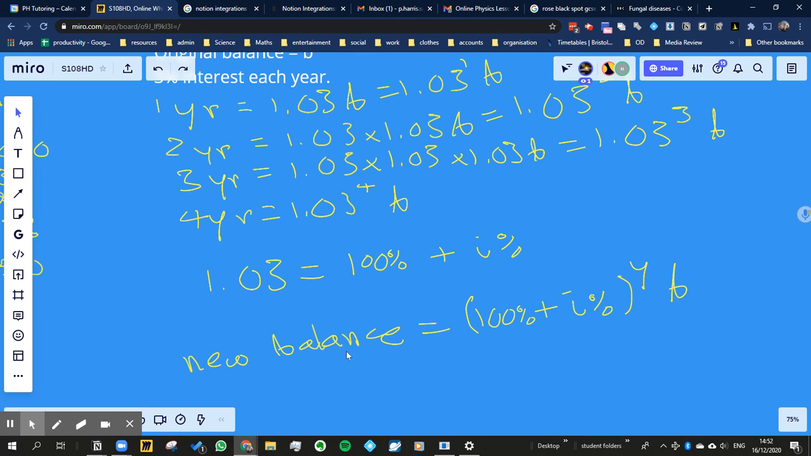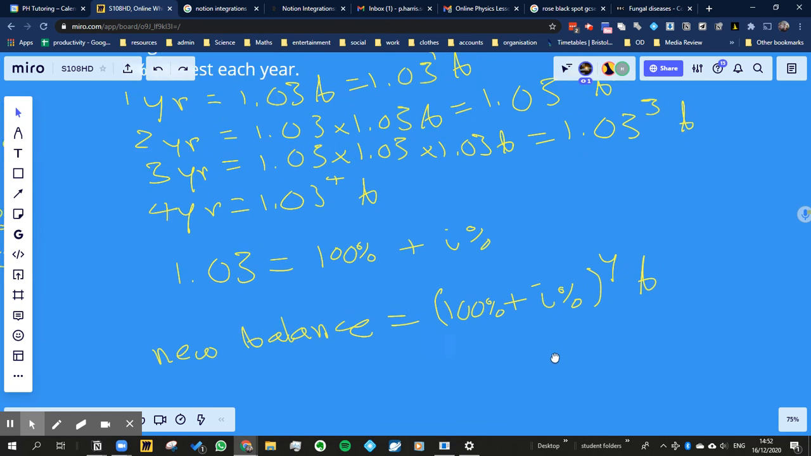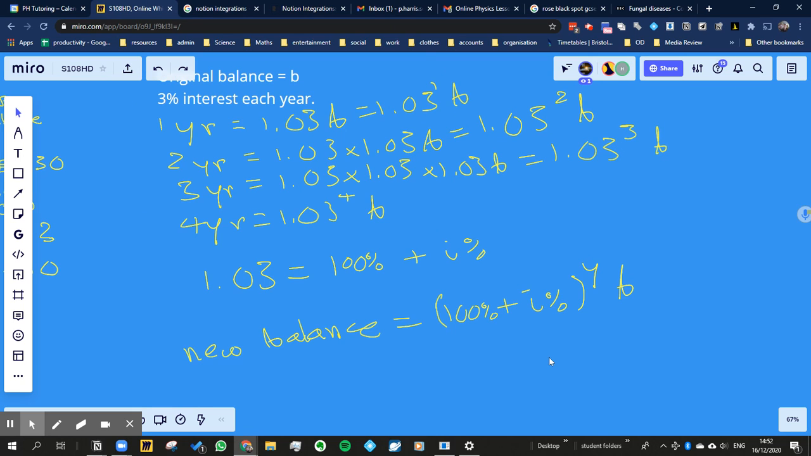So the new balance is going to be equal to, this is now the general formula, 100% plus I, meaning the interest, to the power of how many years there are, multiplied by whatever the initial balance was. That is how you would actually calculate the interest of a bank account or anything like this, if the interest was increasing or decreasing by a particular percentage every year. If it was decreasing, you'd do minus there. If it's increasing, you do plus there. Okay.